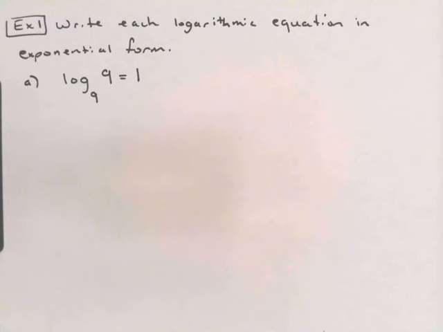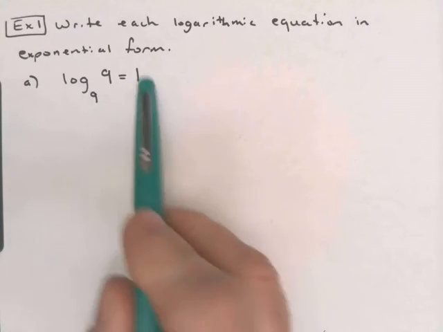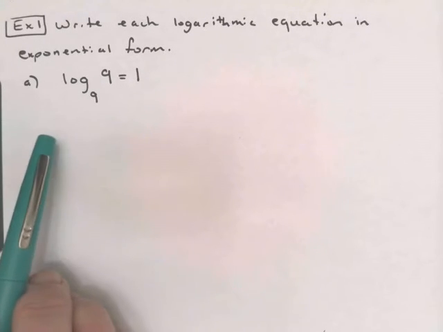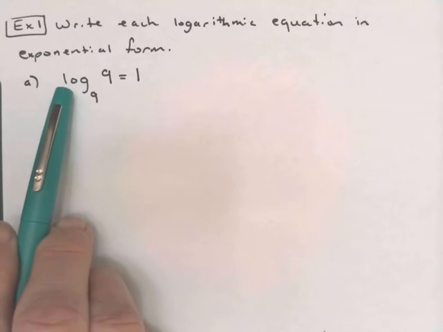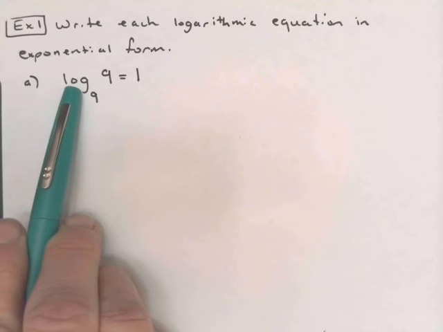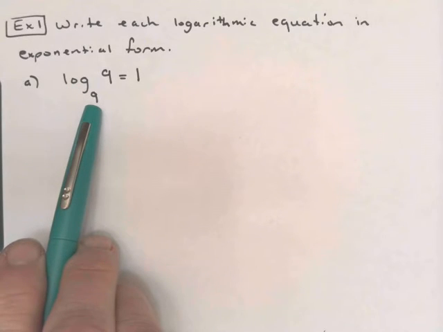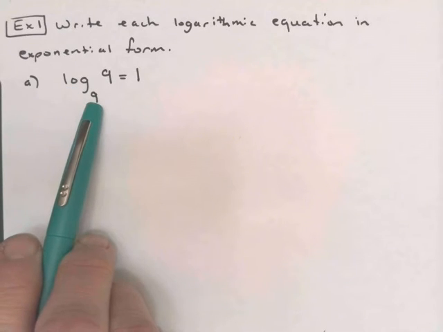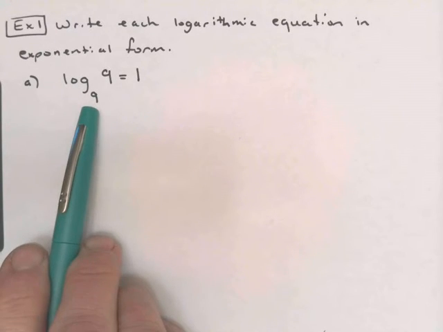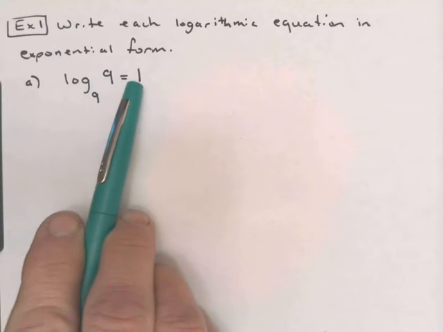For this example, we're going to write each logarithmic equation in exponential form. This is a logarithmic equation. It has a logarithm in it. If you read this from left to right, we would say log, and then this little number down below is a subscript, and that is the base of the log. So we would read this as log base 9 of 9 is equal to 1.